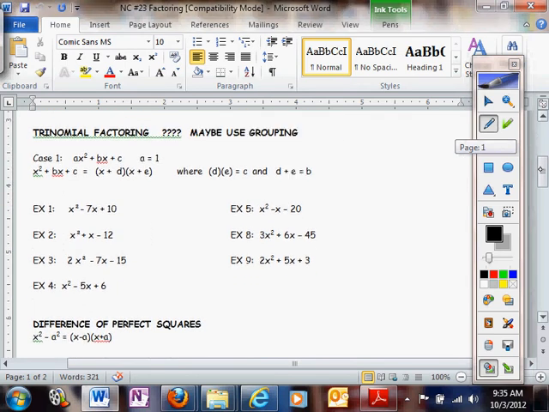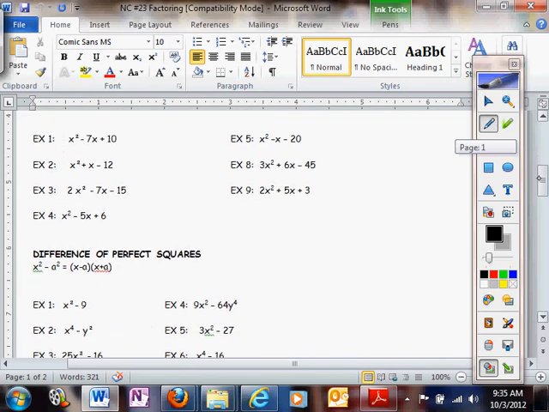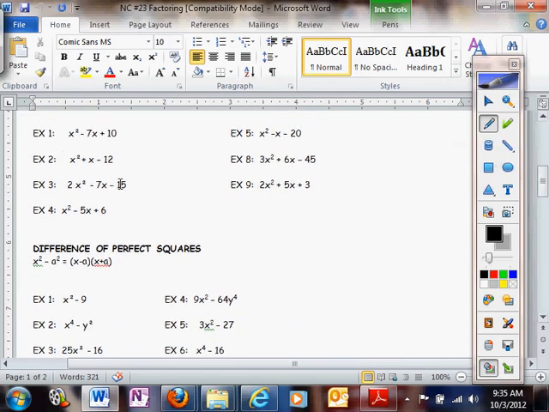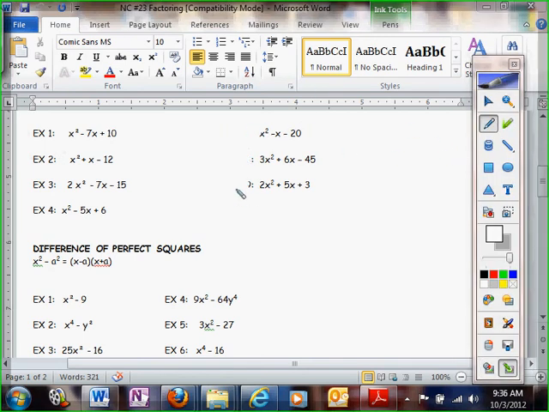Trinomial factoring. It says maybe use grouping. This is how I do trinomial factoring. Basically what I use is a method that's called Mustang Factoring. Here's how it works. Very easy.